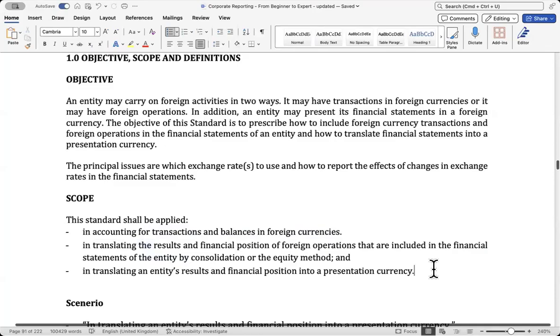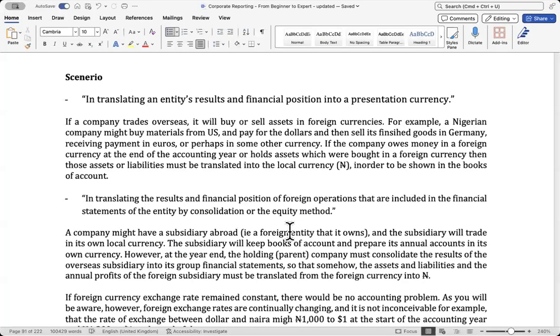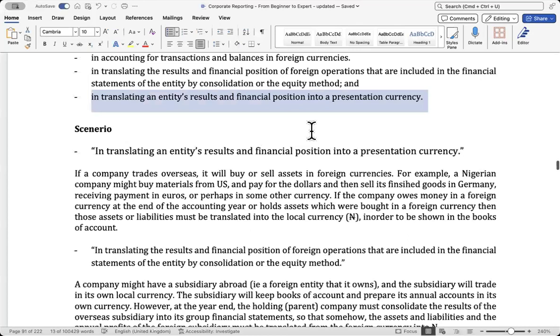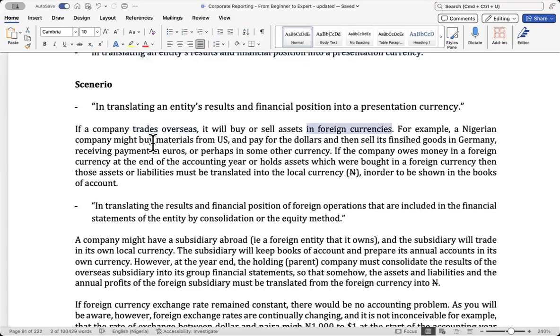So when I say I want to teach you how to translate result and position, what I'm talking about here is this. If a company trades overseas, that means it will buy and sell goods or assets in foreign currency. For example, a Nigerian company might buy materials in the US, so it will pay in dollars. Let's assume that it then sells those finished goods in Germany. So it will receive money in euro.